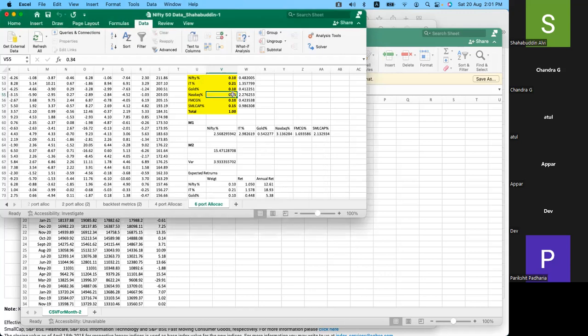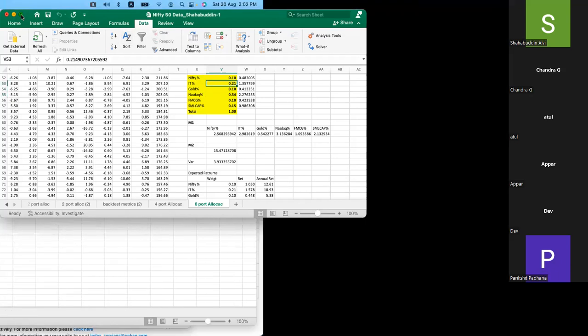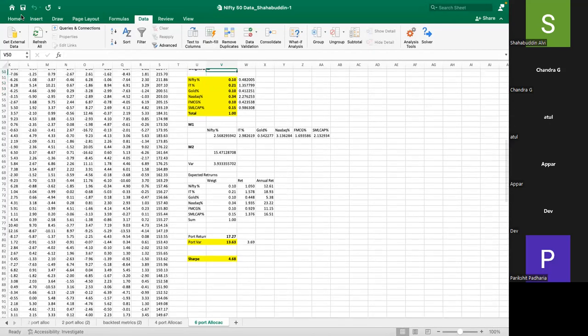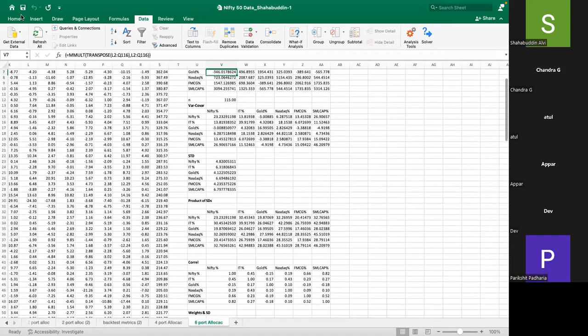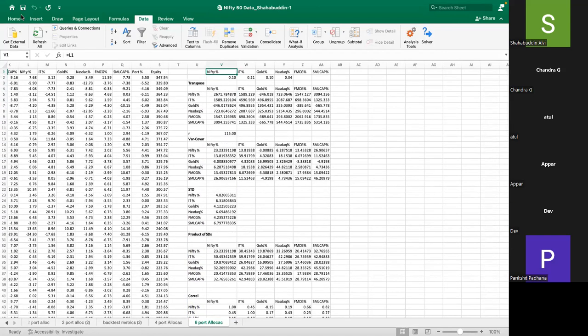Okay. Still, it is given 0.34, the maximum to the NASDAQ. Yeah, but increase to IT, right? Yeah, it has increased to IT. Go up. Maximize the sheet. Go up. The FMCG is not copied.